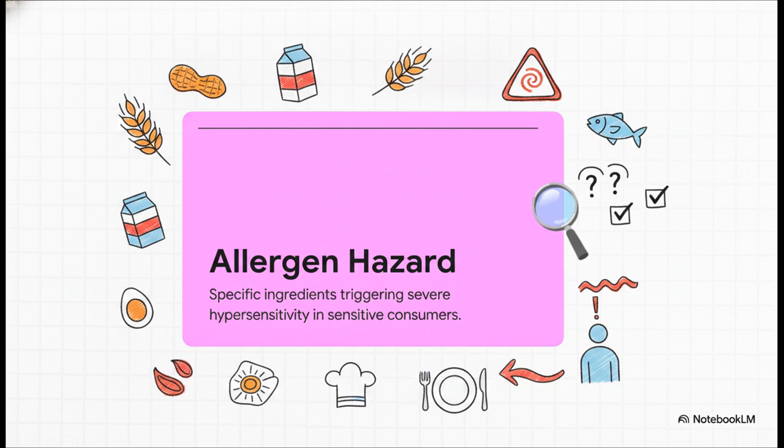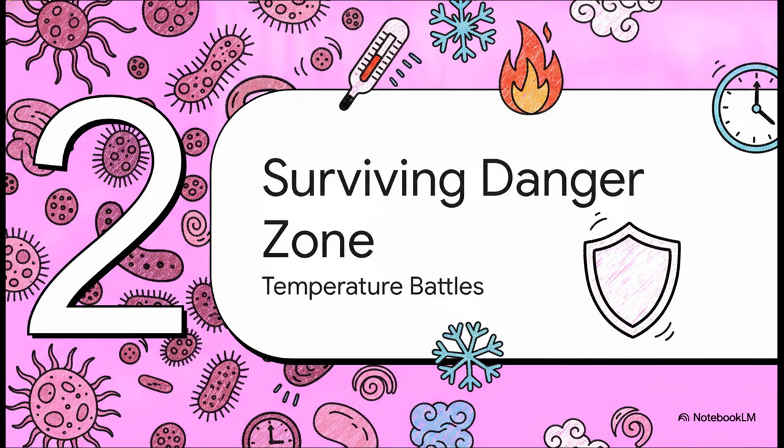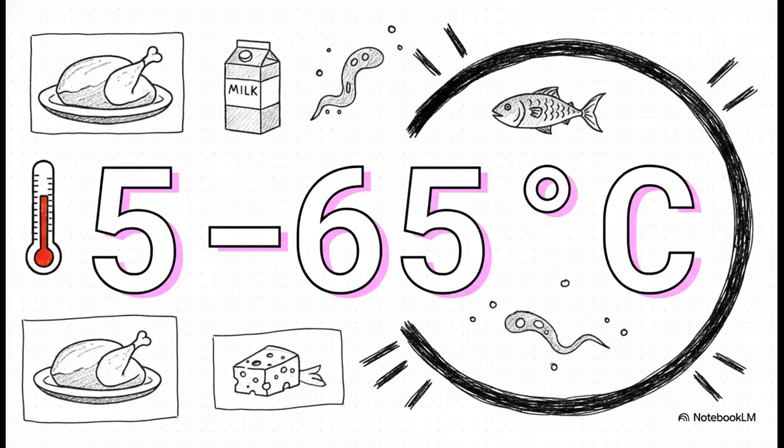Moving right along to Section 2, Surviving the Danger Zone, Temperature Battles. Now, what's really interesting about this slide is the specific temperature range, 5 degrees to 65 degrees Celsius. Burn this exact range into your memory right now. This is the temperature danger zone. Foodborne bacteria multiply incredibly rapidly within this window. Food must always be kept out of this range to prevent contamination, especially your high-risk foods like fresh meat, poultry, fish, and dairy.